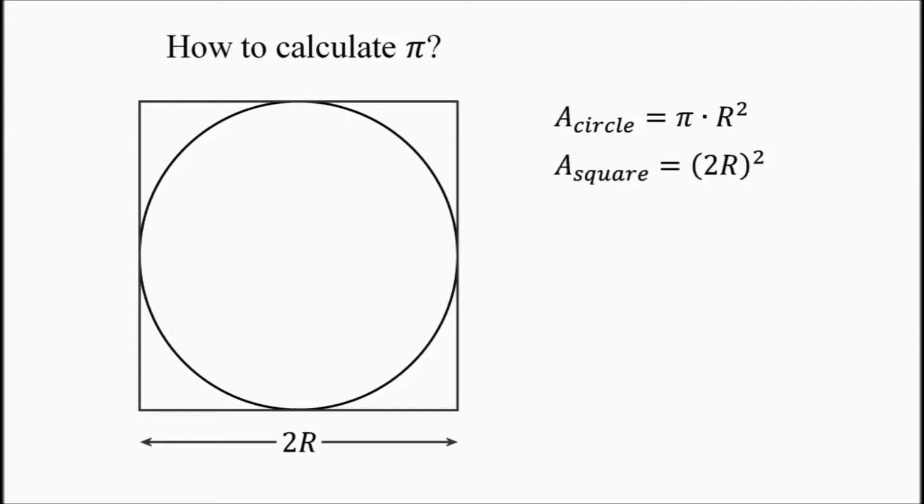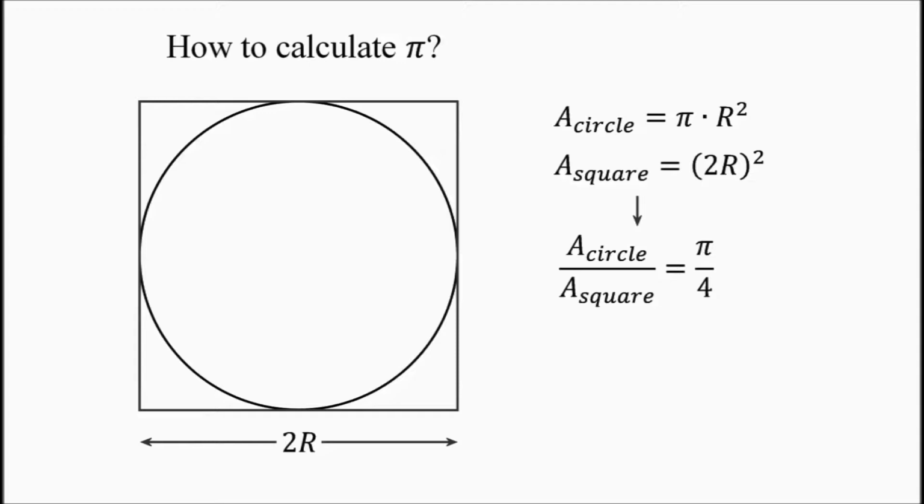But if we have this, we see already that we have two equations. In only one of them we have our pi that we want to calculate. So we can take both equations and divide the first equation by the second one, left side and right side. And what we get is that the area of the circle divided by the area of the square equals pi divided by 4. So if we could measure the areas, we could actually derive pi relatively easily.